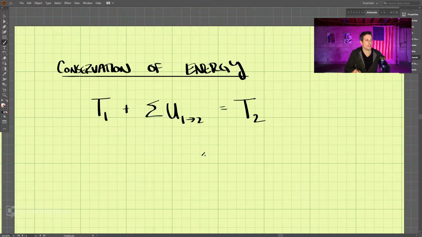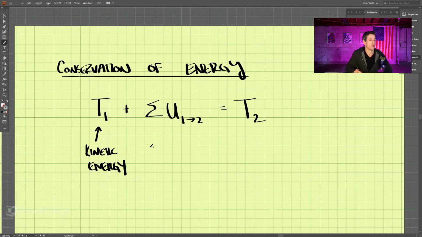Let's get started. This is the conservation of energy equation introduced in our book. We have T1, where T is the letter used for kinetic energy. Why do they use the letter T? I'm not sure, but I'm going to use the same notation they use in the book. If you want to use KE, you can, but just know when you're reading the book, the capital letter T means kinetic energy. So we have kinetic energy plus all the work being done from state 1 to state 2 equals the kinetic energy at state 2.